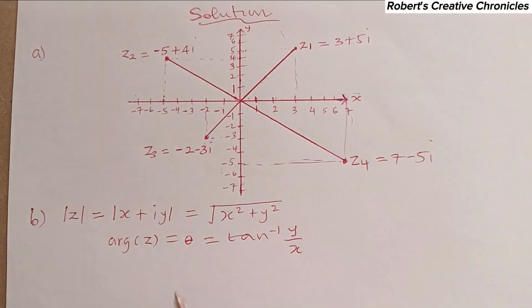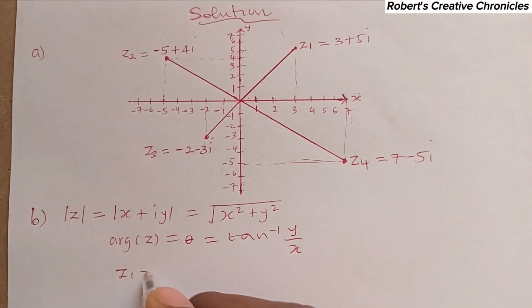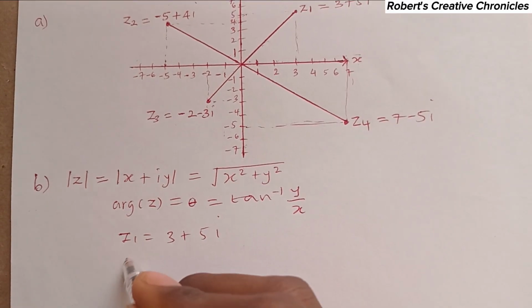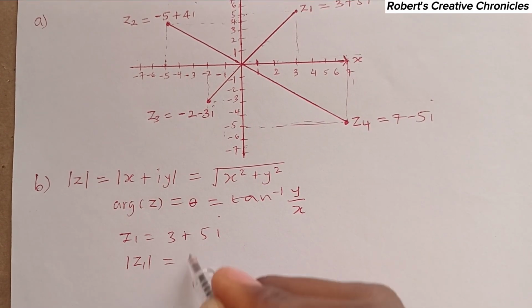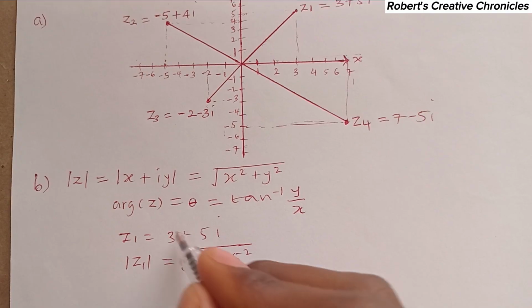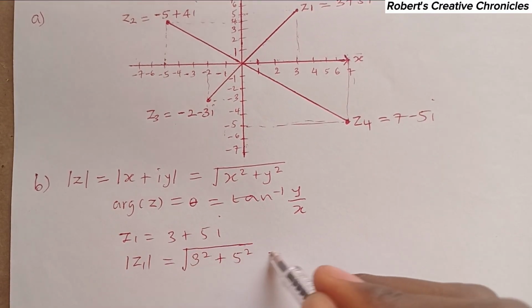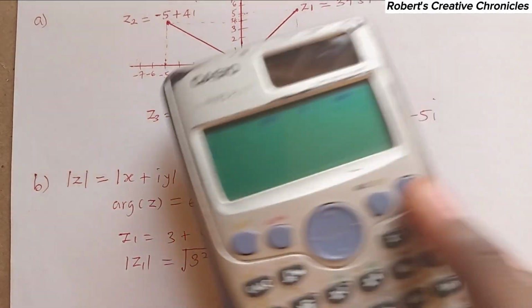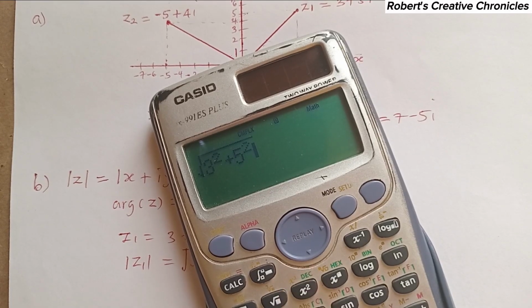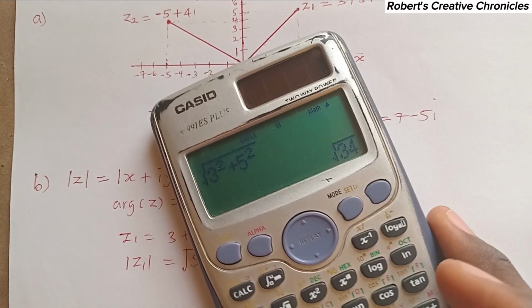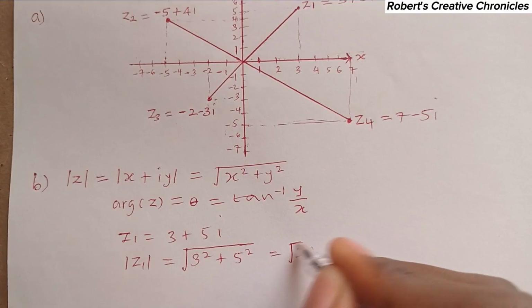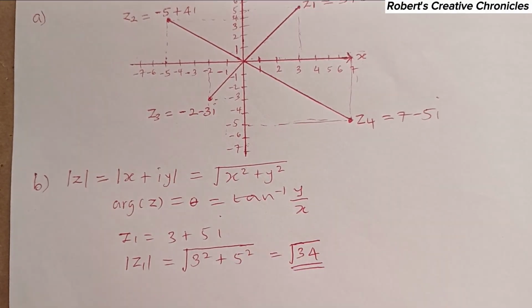So Z1 is 3 plus 5i. Now let's find the modulus. Modulus of Z1 is what? 3 squared plus 5 squared, because this one is x, this one is y. So this is what? It's 34, root of 34. So this is the modulus of z1.